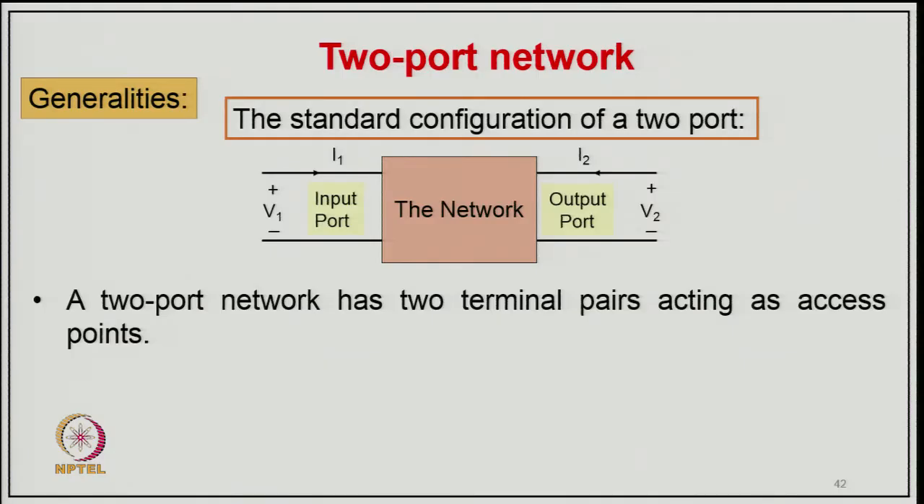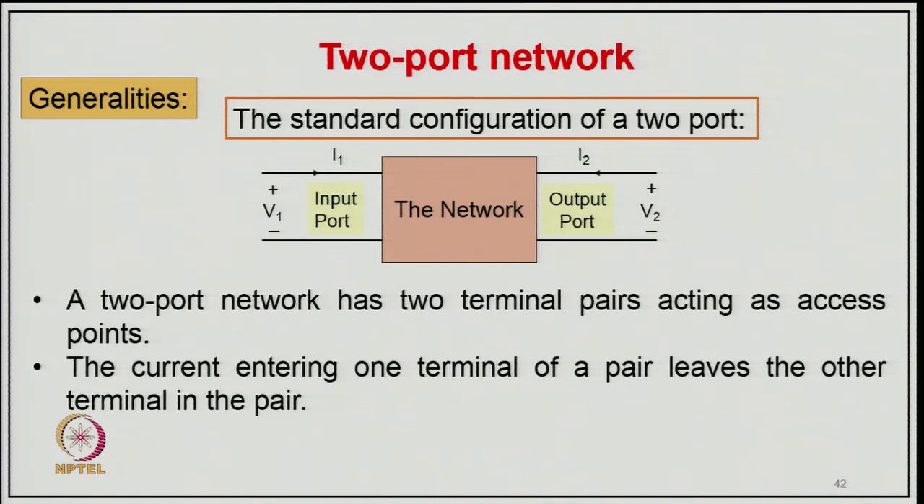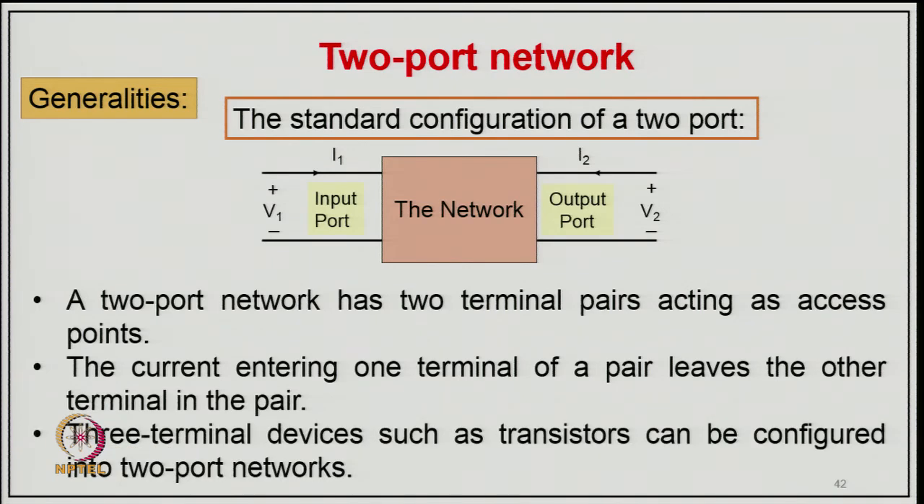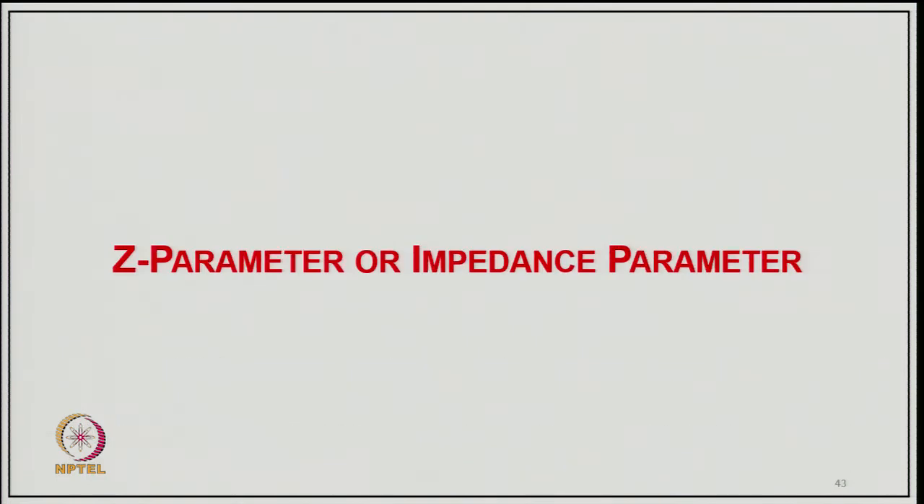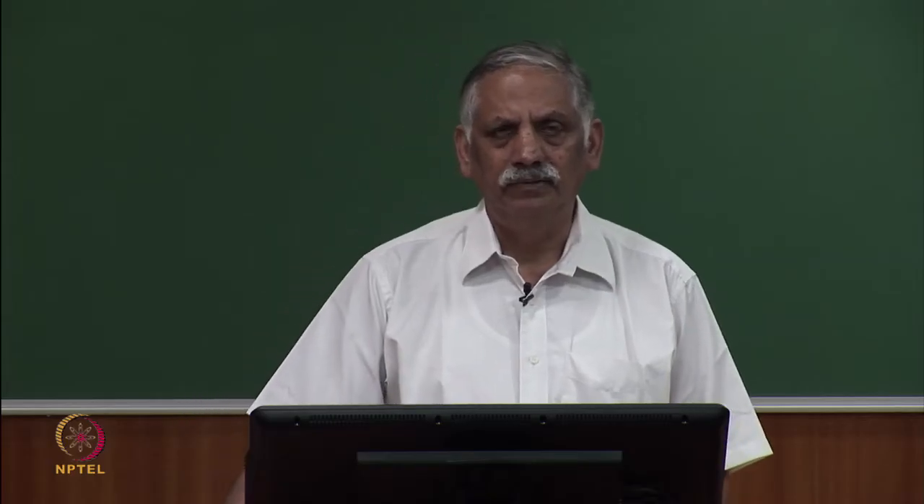The standard configuration of a 2-port is a network where you have an input port with voltage V1 applied and current I1 drawn, and on port 2 the voltage is V2 and the current going from port 2 into the network is I2. So, a 2-port network has 2 terminal pairs acting as access points, and the current entering one terminal of a pair leaves the other terminal in the pair. A 3-terminal device such as a transistor can be configured as a 2-port network.